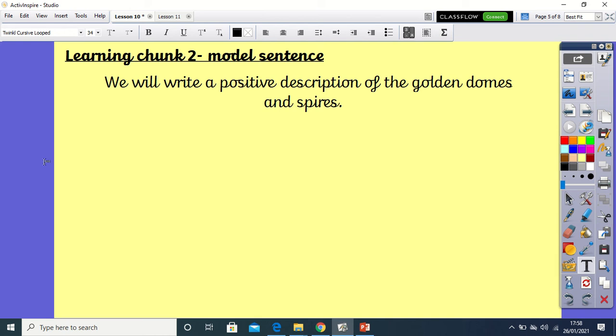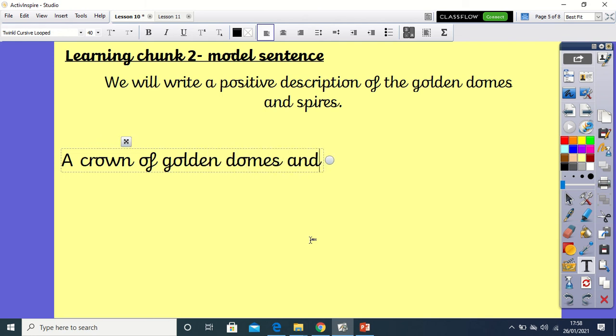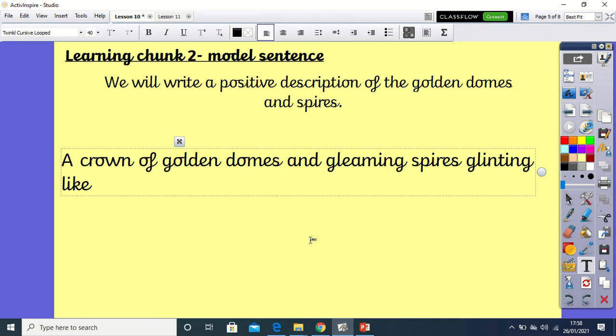So I'm going to go for a crown of golden domes for my metaphor. So a crown of golden domes and sparkling, shall I go sparkling? I might go gleaming. Gleaming spires, glinting like jewels in the skies.